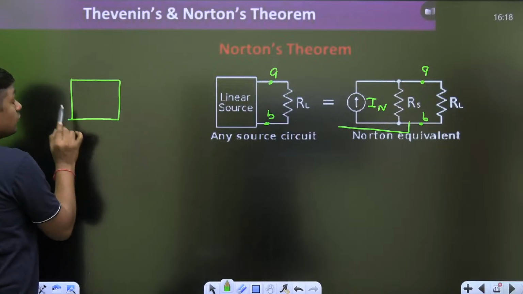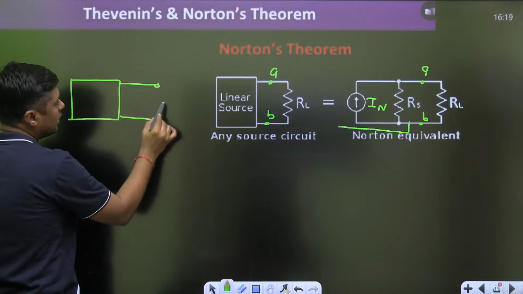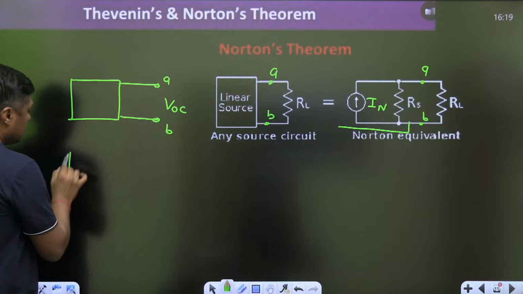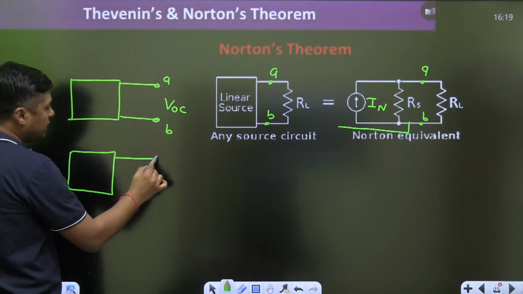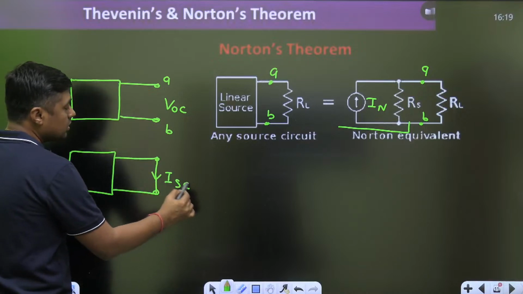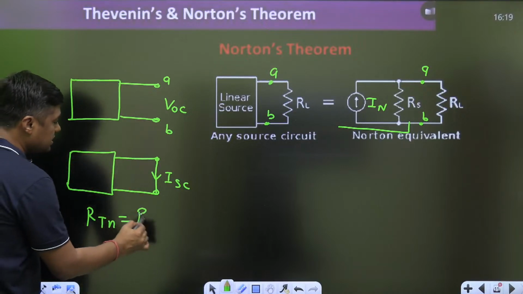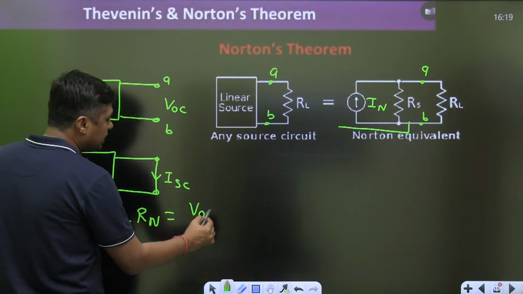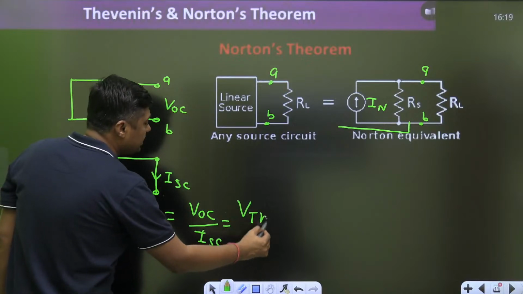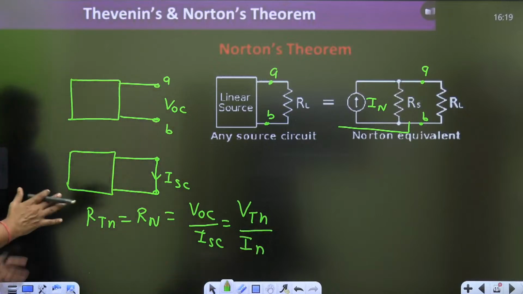Always remember the method. Take the network, and if RL is connected, remove the RL. Find the open circuit voltage, that is called Thevenin's voltage. Take the network, remove RL, find the short circuit current, that is called Norton's current. And what is RTH, or Norton's resistance? Both are equal. It is the open circuit voltage upon the short circuit current. What is the open circuit voltage? VTH. What is the short circuit current? IN. So that is about Thevenin's and Norton's.